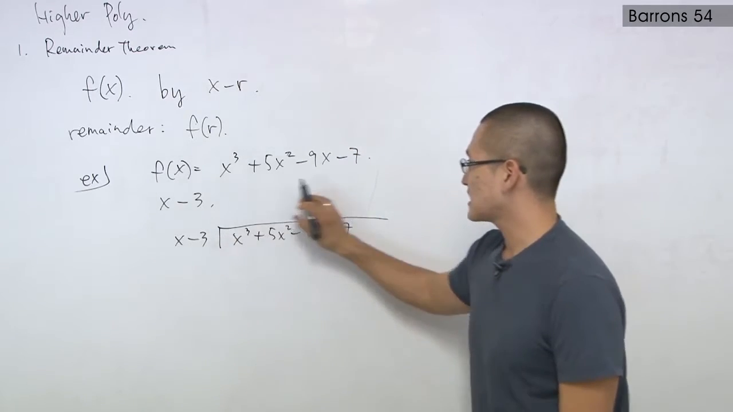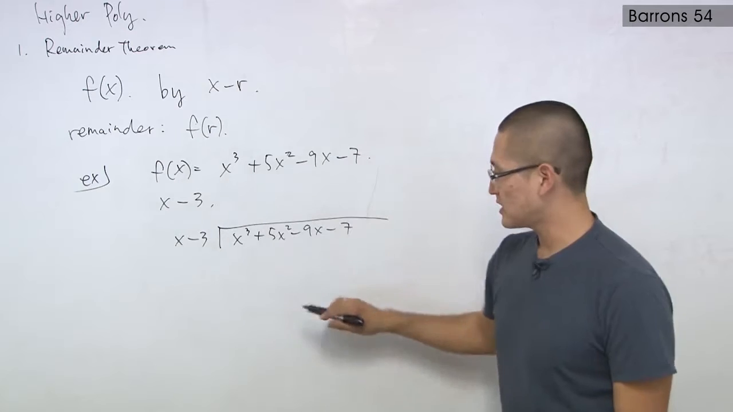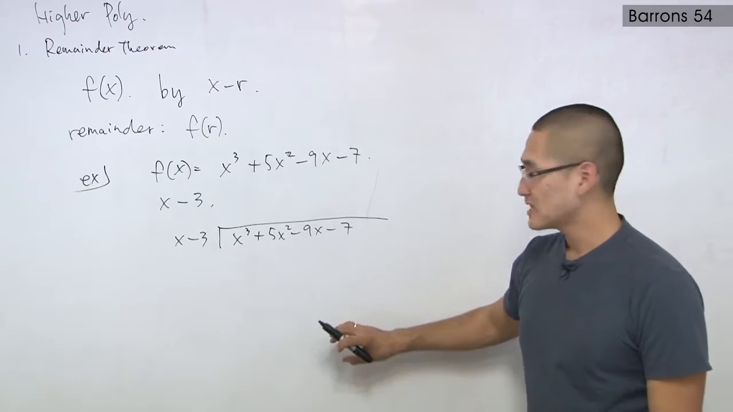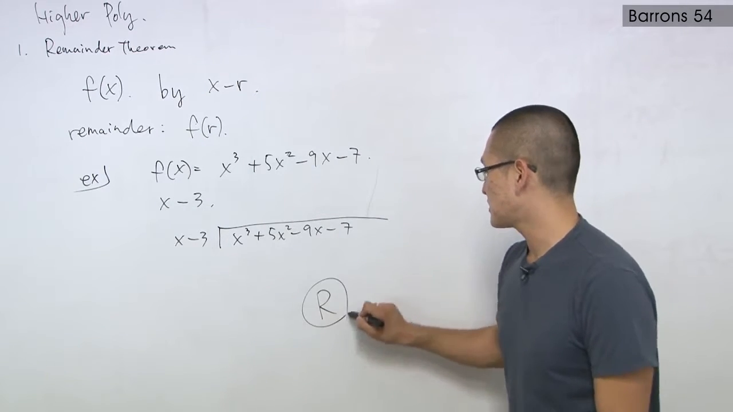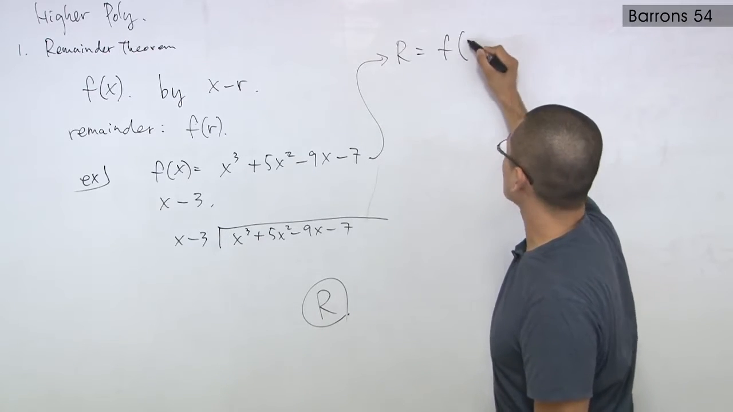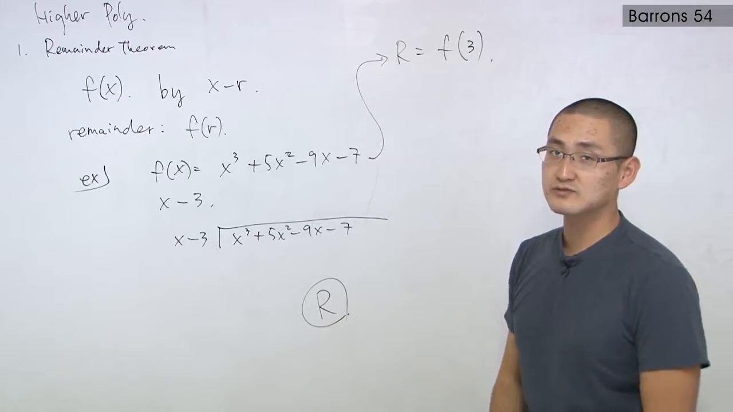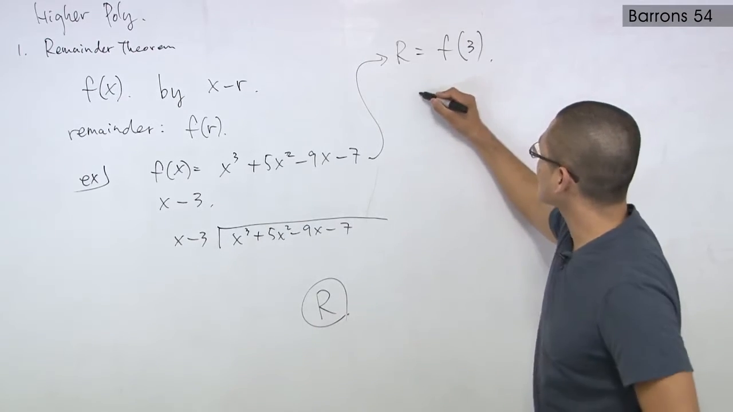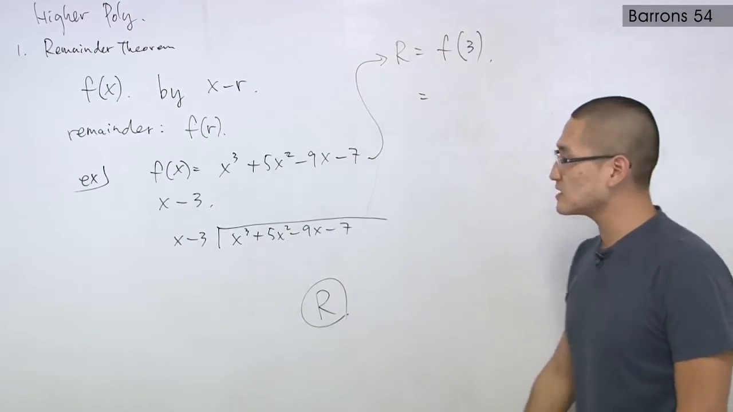If you do this, you're going to get some second power form here, and then at the end you're going to get a number, right? That number, that remainder here, is exactly the same as f at 3. Not minus 3, but 3, right? So let's just get that. Get the remainder by plugging in that 3.